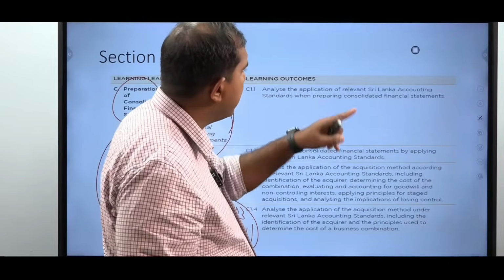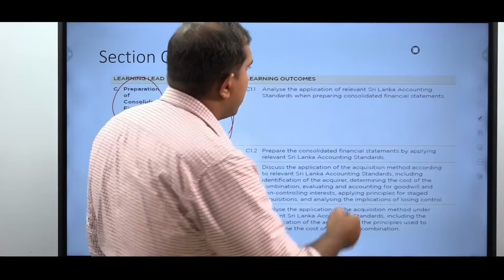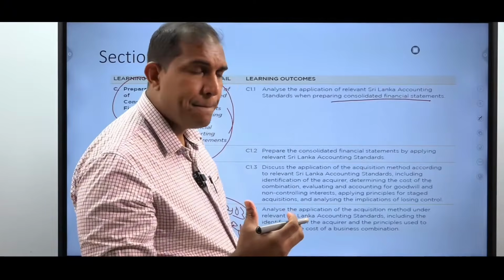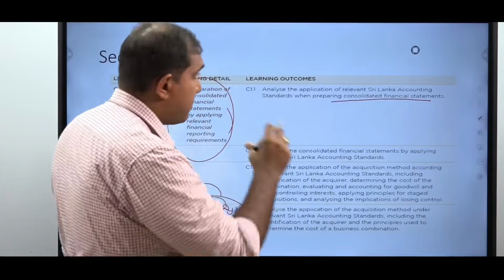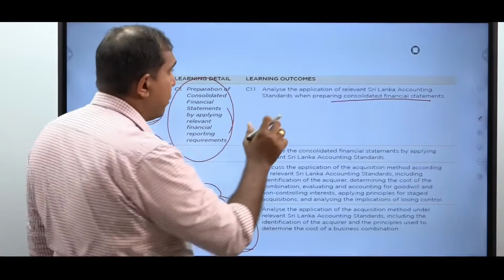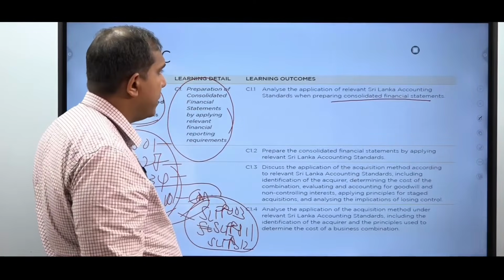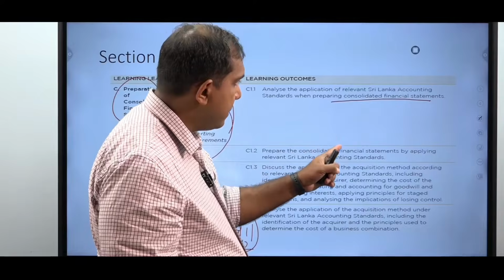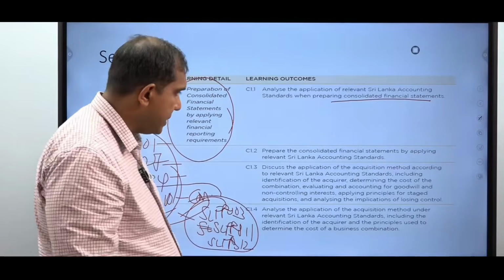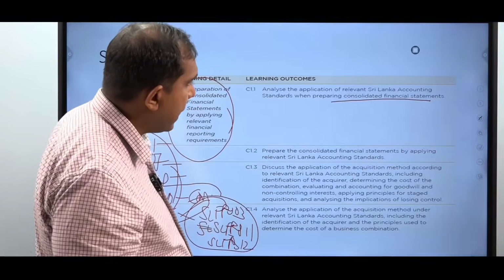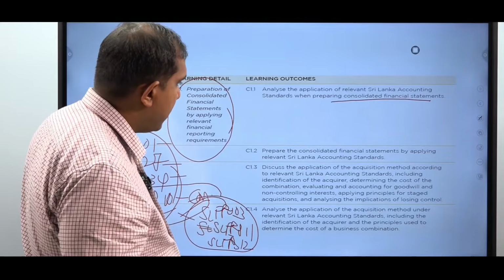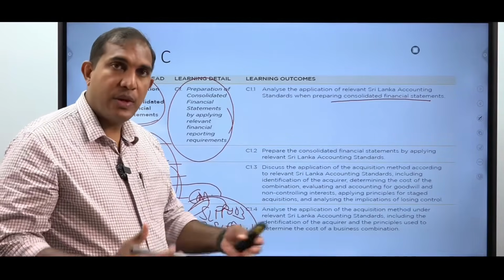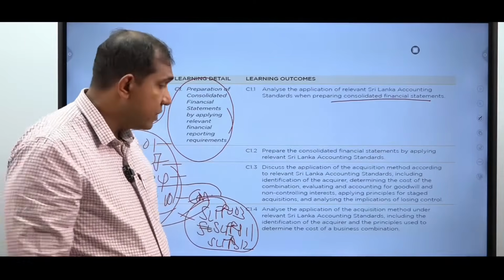Analyze the application of relevant accounting standards when preparing consolidated financial statements. SLFRS 3, SLFRS 10. Yes, basically those are the two standards that we need to touch upon in C1.1. Then C1.2, prepare consolidated financial statements by applying relevant accounting standards. Then discuss the application of the acquisition method. Non-controlling interest. Yes, based on the acquired percentage, we can consider the non-controlling interest.